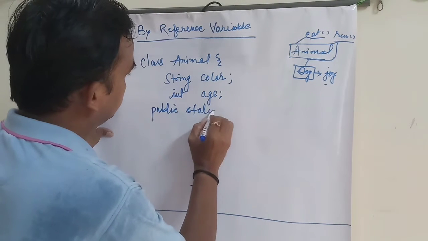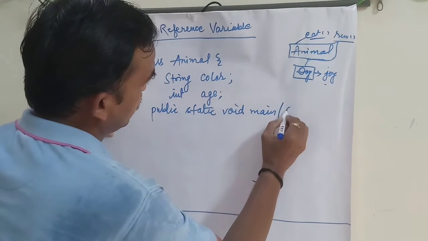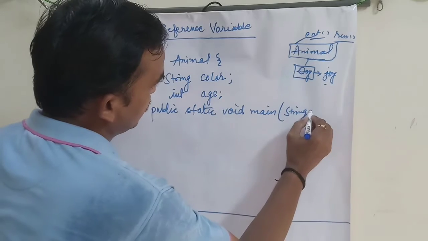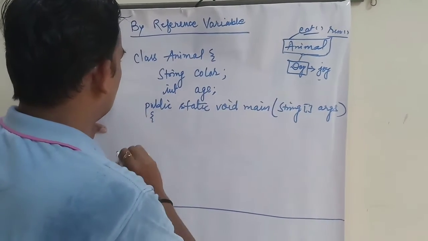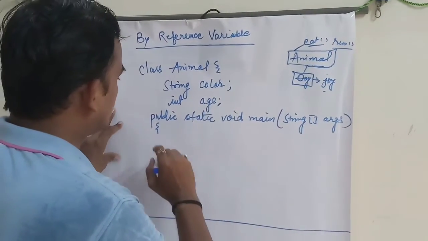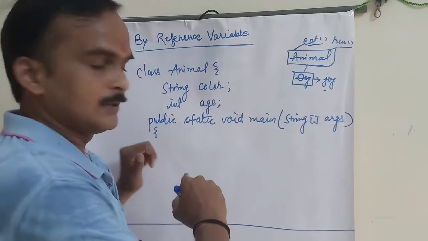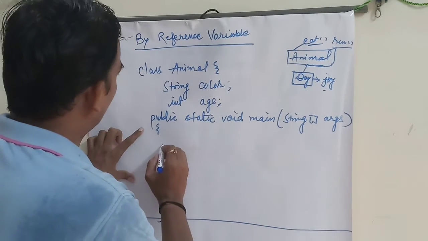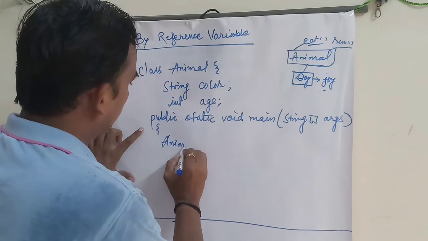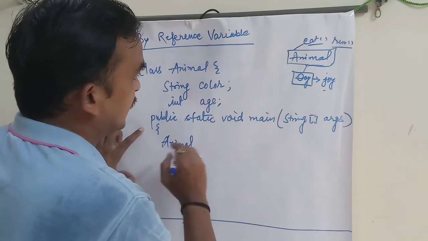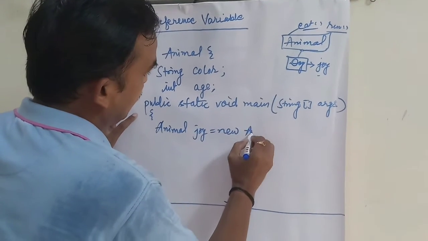Now we will use the main method, that is public static void main, String arguments. Inside this is the body of the main method. Inside this, how will we call these reference variables using the object? First we will create the object. How will we create the object? Using the class name. Here we use the class name, then the object name Joy equals new and the class name.